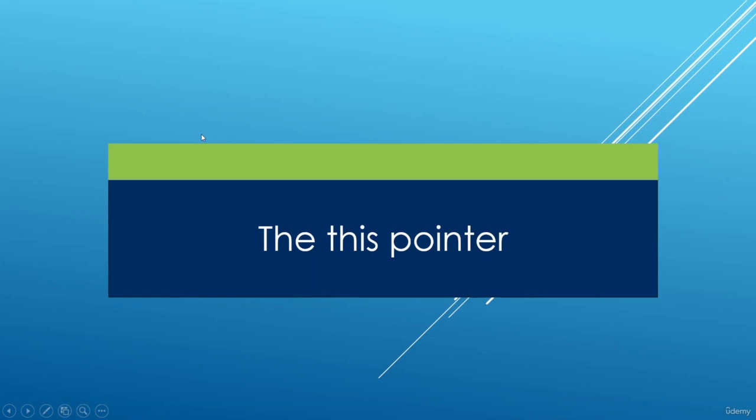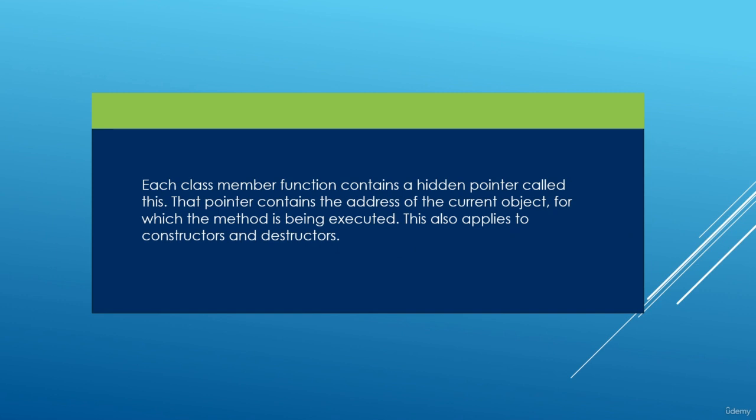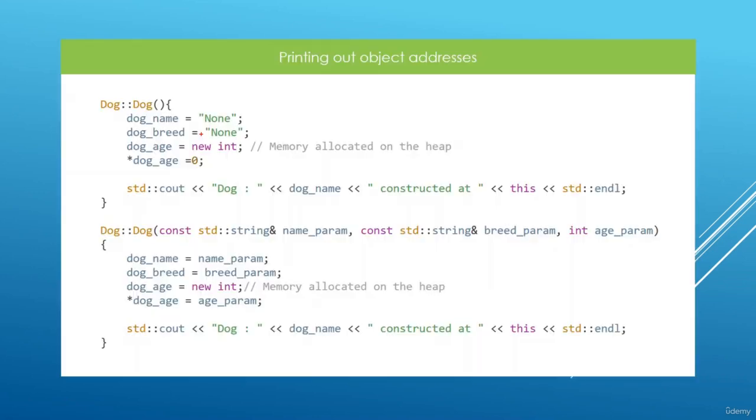In this lecture, we're going to learn about the this pointer. This is a special pointer that is maintained by C++ to really help you manipulate the current object. It is the current object for which a given method is being executed. Here is a simple example with our dog class, and we're going to show some usefulness for the this pointer.